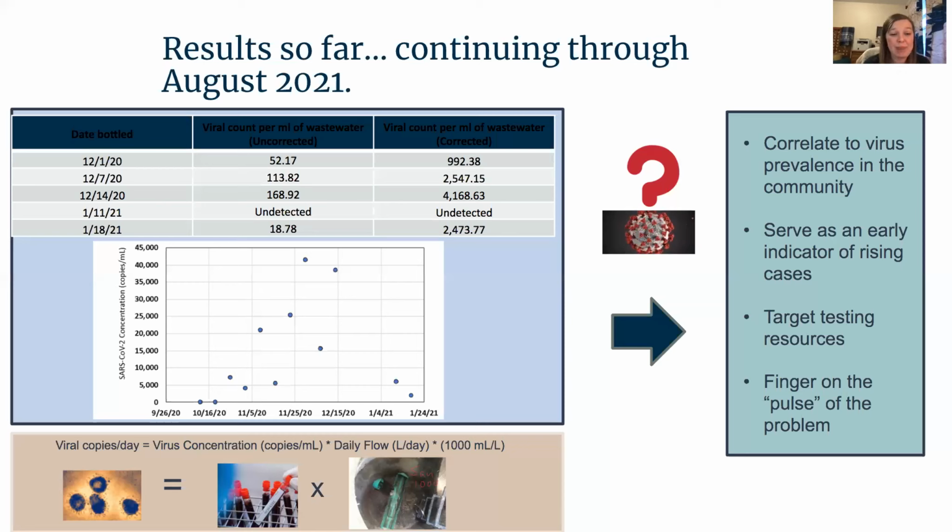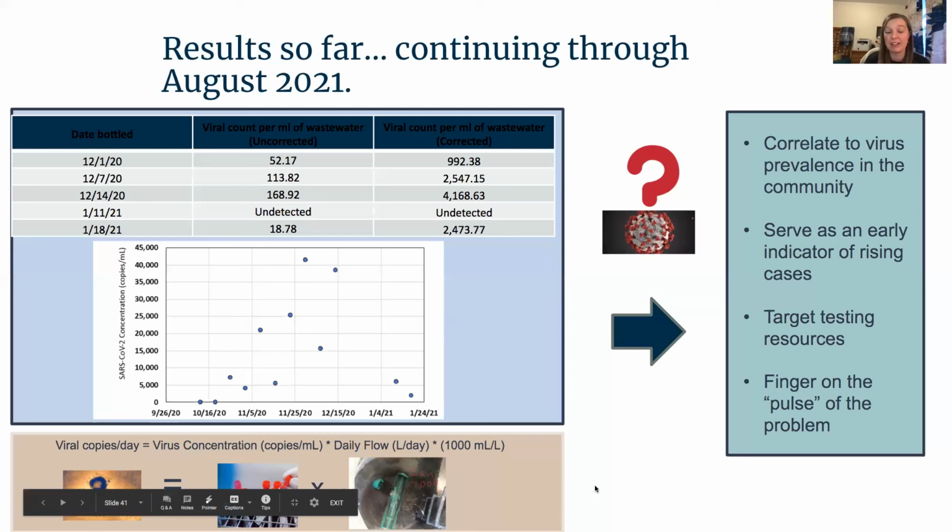And I mentioned that we get the daily flow data as well from our treatment plant collaborators. So they give us the flow rate, we give them the viral copies per day from the sample that they've collected. They're usually doing 24-hour composite samples. So they take a small subsample over the course of the entire day so that the sample represents a full day of effluent. And then we can give them the load of the virus. So how many copies of the virus per day are passing through their treatment plant. So that's the information that gets sent back.